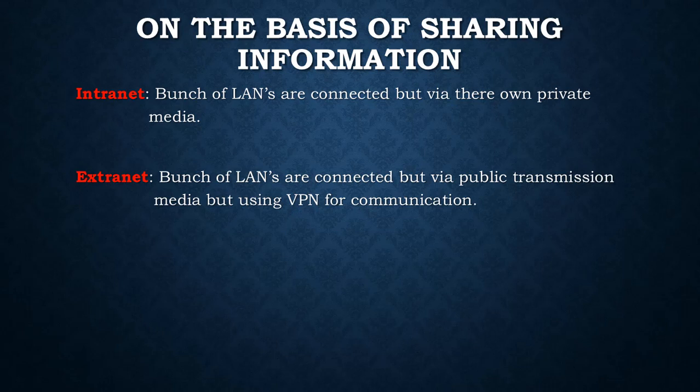With the help of a virtual private network, VPN, they are creating a private network within a public network or public transmission media. This is how the extranet works. And the last, internet. As I already told you in my previous video, the internet is the collection of all the small networks all over the world, and they combine with each other to create the internet.